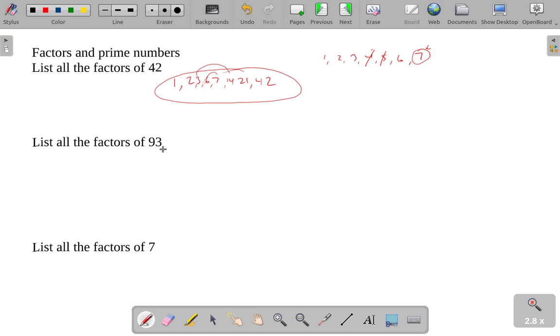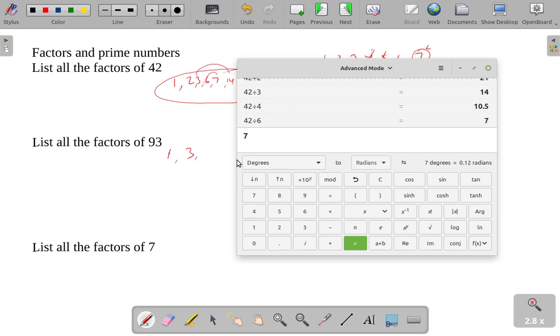Now, for something like 93, this is a little bit bigger number. Well, 1 and 93 works. 2 doesn't go into it. 3 and 31 work. But then, there's a bunch of numbers between 3 and 31, and I could go through there and check them all. You'll notice that even numbers are never going to be factors of 93 because, well, 93 is not even.